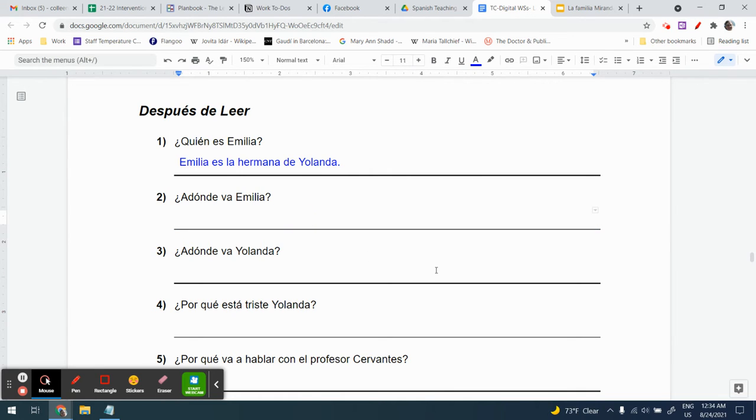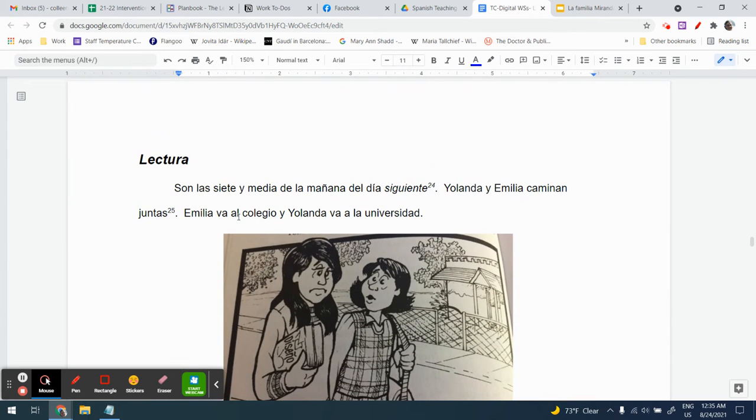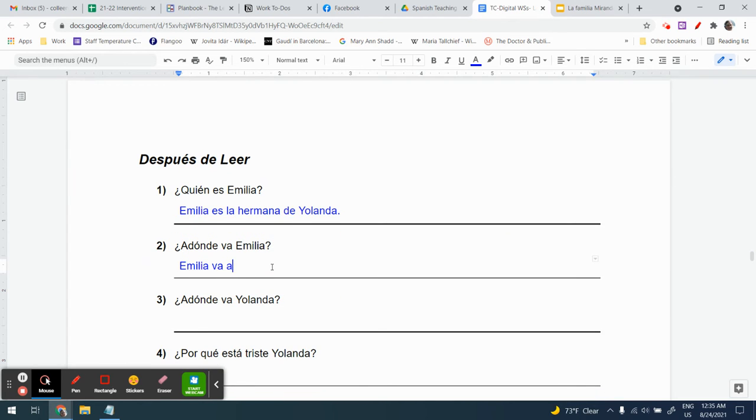¿A dónde va Emilia? Where is Emilia going? Notice when you're using dónde with ir, they usually switch to a dónde, to where, versus just dónde, where. So Emilia, I'm going to use my verb in the question, va. I'm going to put an a because after ir, there's always an a. And if you look back up in the story, if you forgot, it says Emilia va al colegio. If you want to make this al, go right ahead.